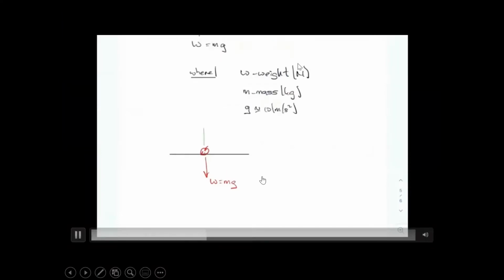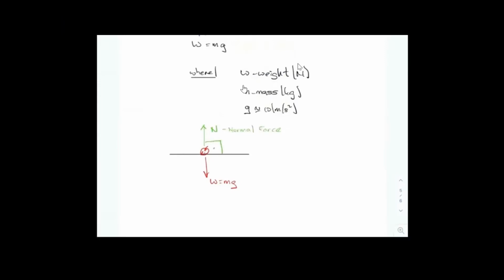The net force became zero because as soon as it hits the surface, there's going to be a reaction force acting on it from the surface. There's going to be a surface force. It's known as the normal force. It's called the normal force because in mathematics, normal means a force that's perpendicular to the surface.